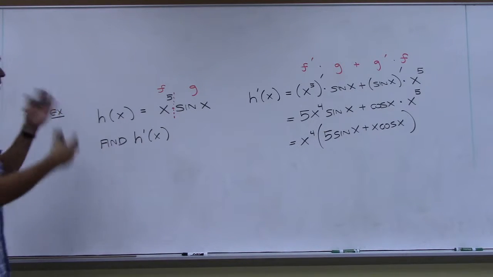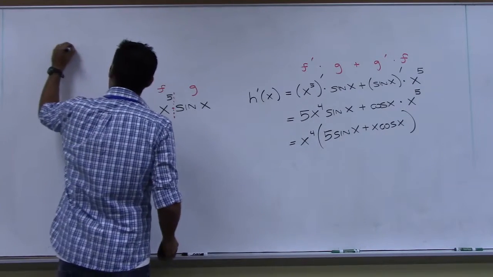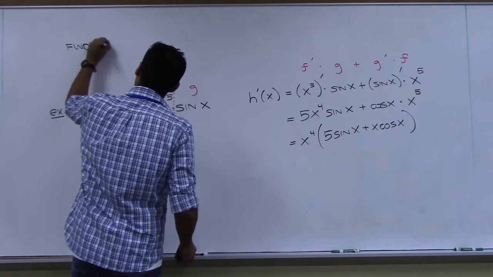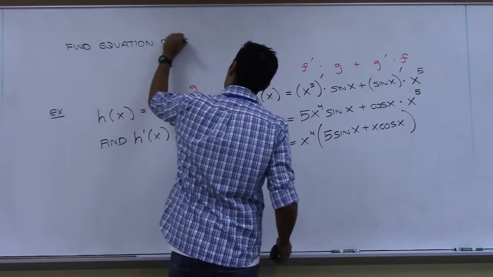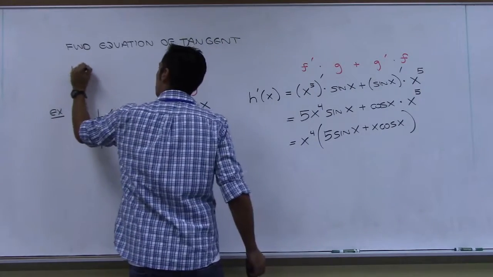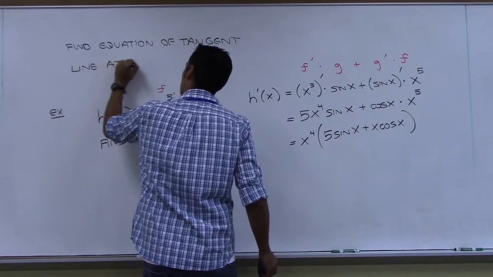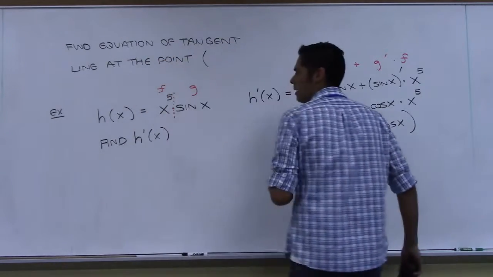I'll just add that on as a second part of this problem just so we can see how it was done. So there's a derivative. So let's say we started the problem. I gave you this function. I said, find the equation of the tangent line at the point, let's see.